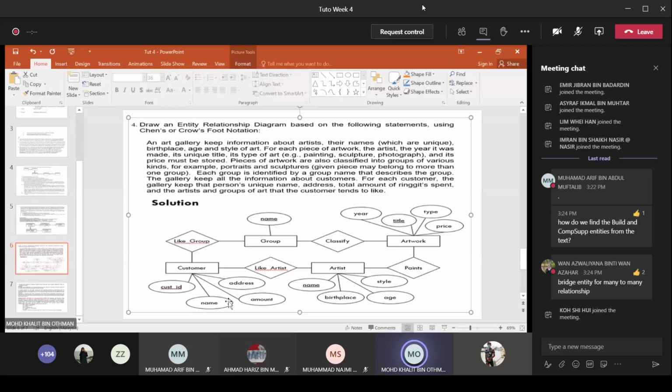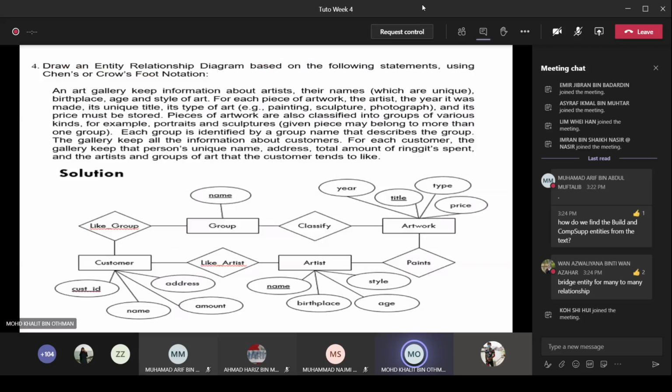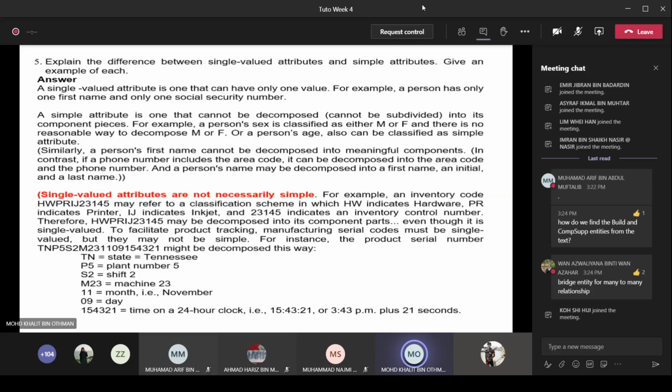And then we move to question 5. This question 5 is also a theoretical question based on the theory. Explain the difference between a single-valued attribute and a simple attribute. Give an example of each.